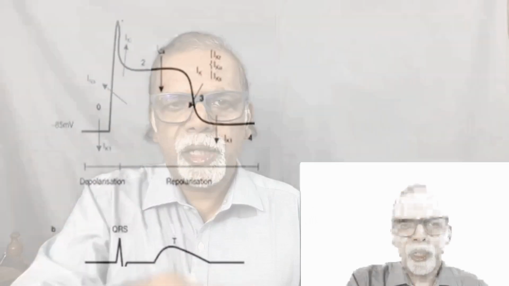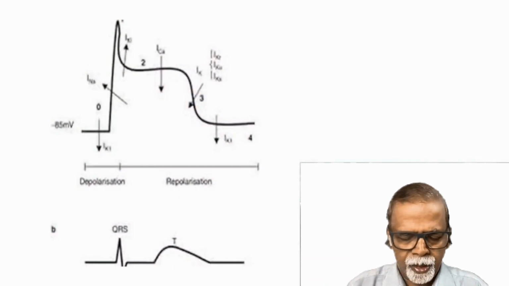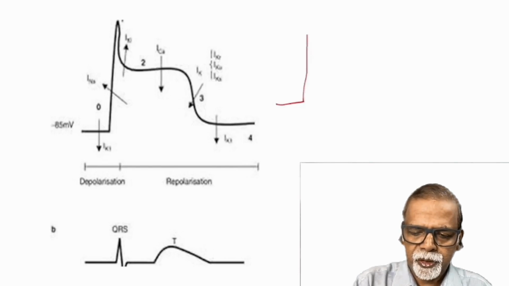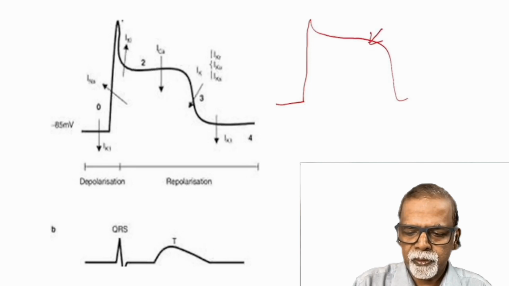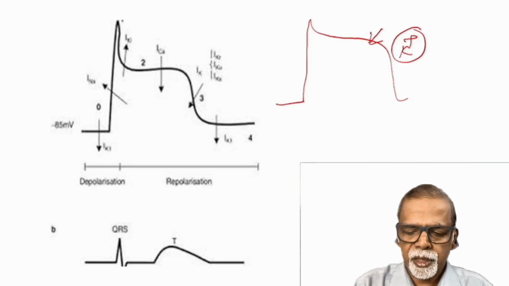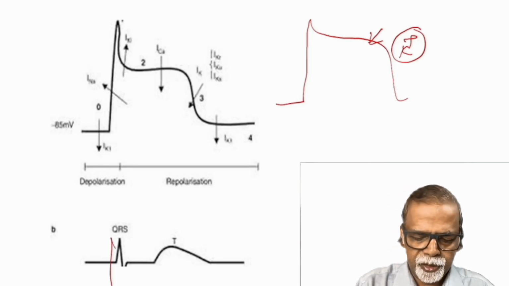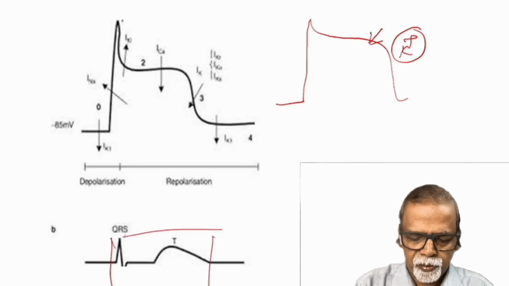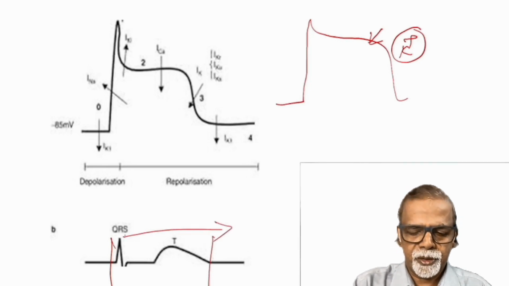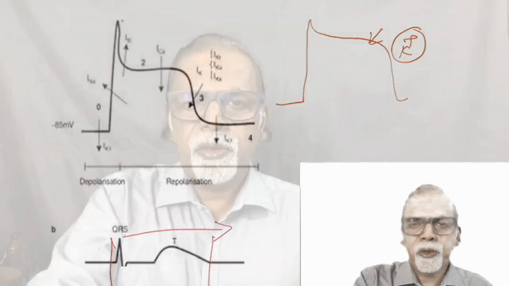So one word regarding the QT prolongation. You remember the cardiac action potential. This is the repolarization, and this is due to the potassium current. Antipsychotics can block the potassium current and prolong the QT interval. This is the QT interval, and it is prolonged with potassium current blockage. So now we go to the next question.